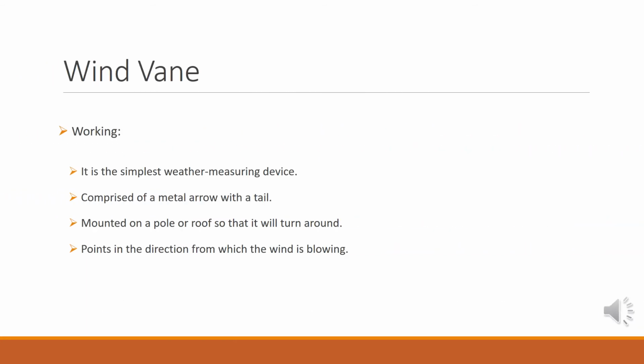A wind vane is the simplest weather measuring device. It is comprised of a metal arrow with a tail. It is mounted on a pole, or placed on a high building, so that it will turn around. The pointer of the wind vane points in the direction from which the wind is coming. It is important to note that the wind vane points to the direction from which the wind is blowing. It does not point to the direction to which the wind is blowing.